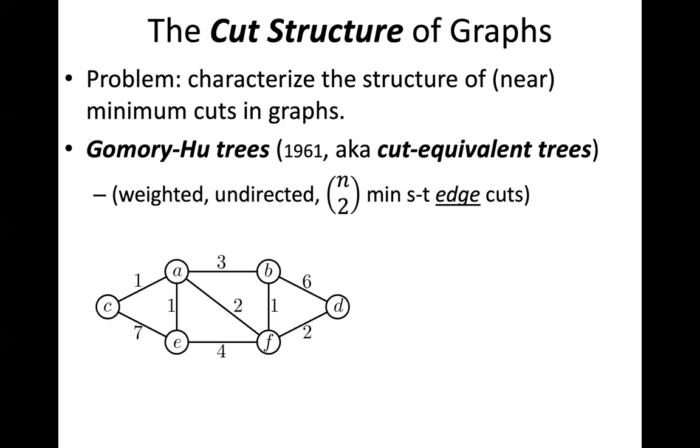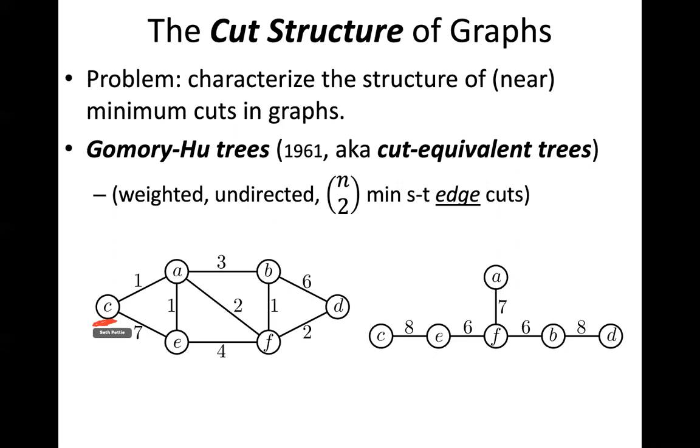So this is an example of a weighted graph. Any two vertices can take the role of source and sink here. And if you look at, let's say, the minimum cut separating C and D, the capacity of the minimum cut is 6 right here. And in the corresponding Gomory-Hu tree, the corresponding minimum cut between C and D is 6, corresponding to this.